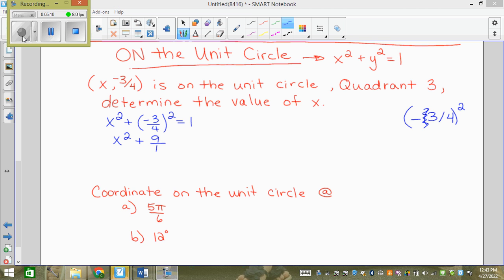I'm better. 9 over 16 equals 1. Yes, it is. F, I don't even know if it would be an F. It would be more Z, because I keep forgetting to press it completely. Okay, so we're going to go x squared equals 1 minus 9 over 16. 1 can turn into what? Need a common denominator of 16. So I can just write it as 16 over 16. So I'm going to get x squared equals 7 over 16.